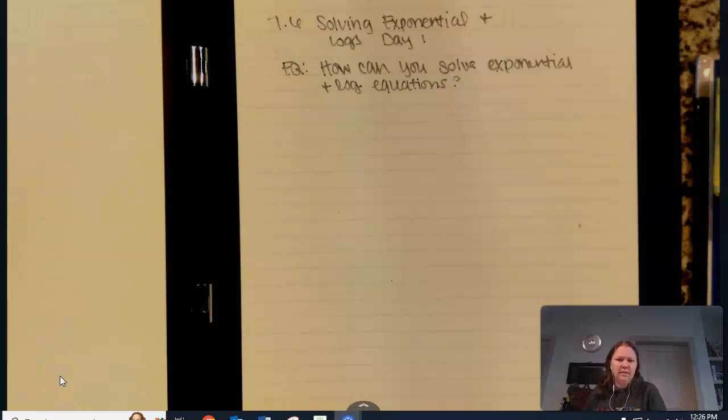Okay, so today is day one, solving exponentials and logs. Up until now, we've just been simplifying them or dealing with expressions, but today we actually get to solve them.